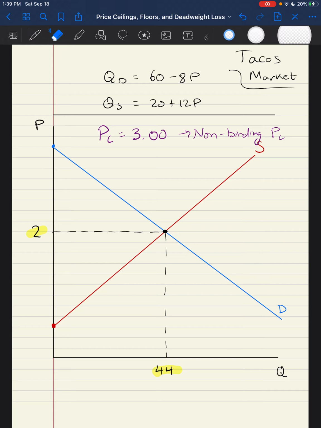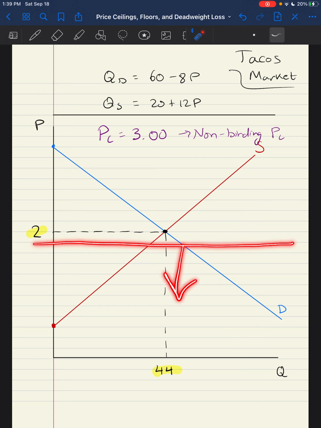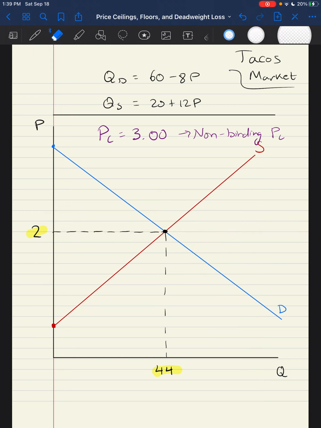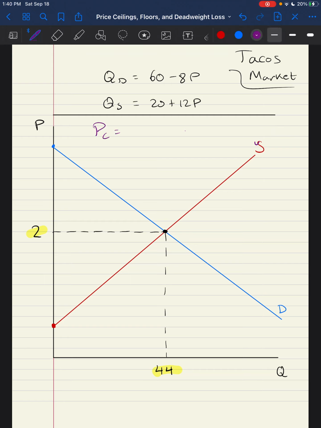So what does a binding price ceiling look like? From what we learned in class, a binding price ceiling is generally below the equilibrium, anywhere below the equilibrium. So let's say instead that the government is going to place not a $3 price ceiling, but a price ceiling of $1.